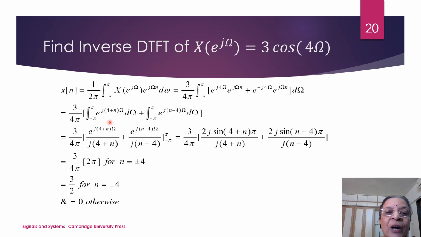So 3 upon 4 pi. I just combine these exponential terms, and if I simplify, I will find that 3 upon 4 pi into 2 pi. This is for n equal to plus or minus 4. So it comes out to be 3 by 2 again for n equal to plus or minus 4, and equal to 0 otherwise. Because when n is equal to 0, sine of 0 divided by 0 will tend to 1, and this will also tend to 1. There is a minus sign, so 1 minus 1 will give you 0 at n equal to 0.